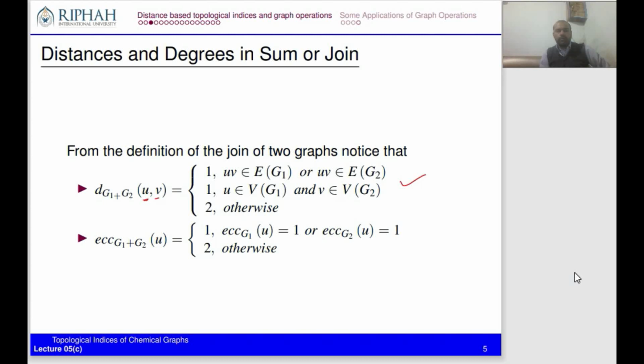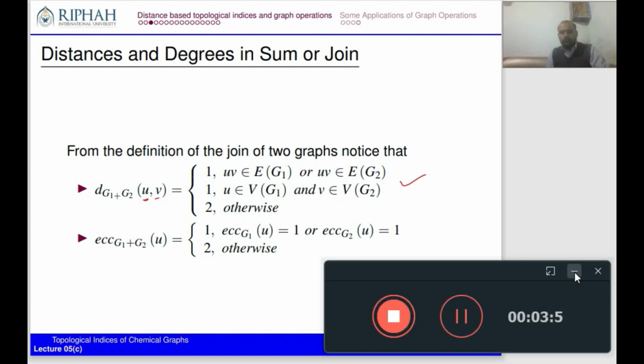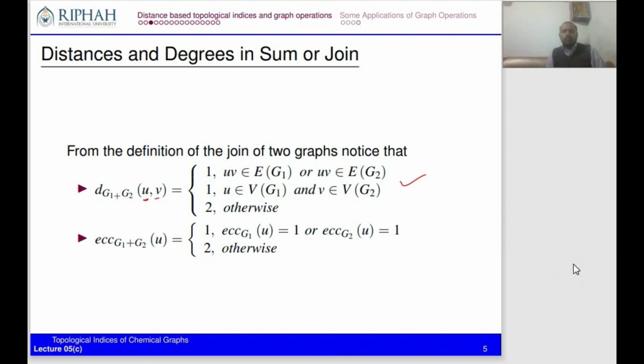Further, if we talk about the eccentricity of vertex U in the join, the eccentricity is 1 if the eccentricity of U in G1 is 1, or the eccentricity of U in G2 is 1. I mean, if the eccentricity in the parent graph is 1, then the eccentricity will remain the same, otherwise the eccentricity will be 2, because we noticed in the definition that the maximum distance in the join of graphs is 2.